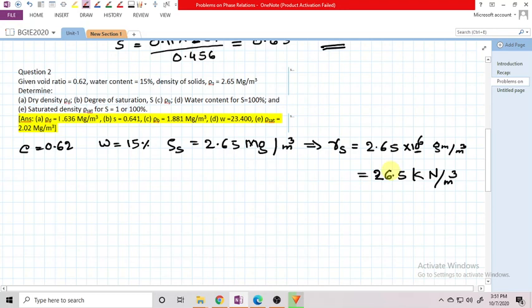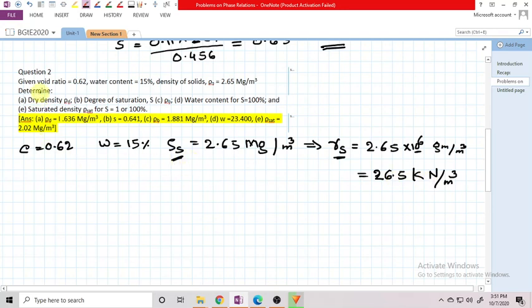Density of solids is given. Now I convert that density of solids into unit weight of solids. How do I convert it? 2.65 megagram, and megagram is nothing but 10 to the power of 6 grams, per meter cube. To convert this gram into Newton, I have to multiply with 9.81. Instead of 9.81, I'm assuming it as 10. That's why it becomes 26.5 kilonewton per meter cube.